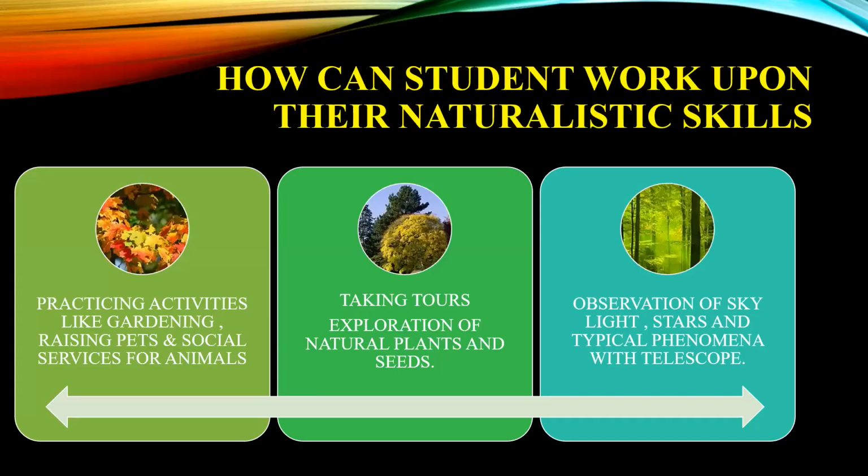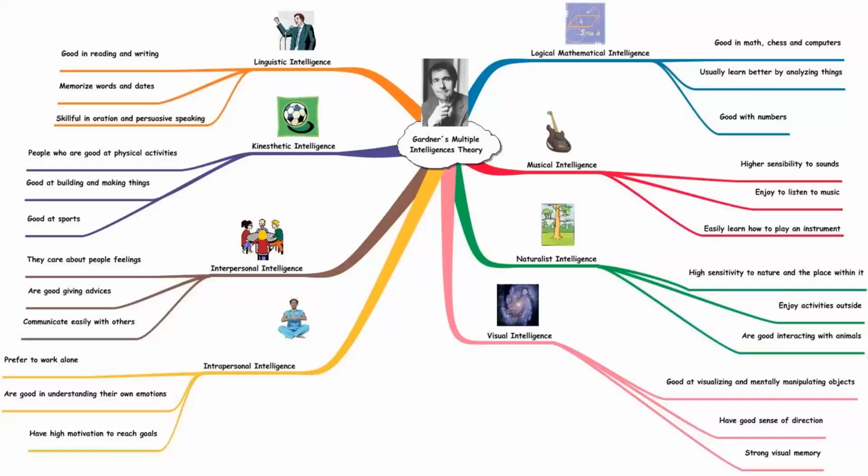Okay, how can students work upon their naturalistic skills? Practice activities like gardening, raising pets, social service for animals, taking educational tours, exploration of natural plants and seeds, observation of the sky, light, stars, and typical phenomena with a telescope.